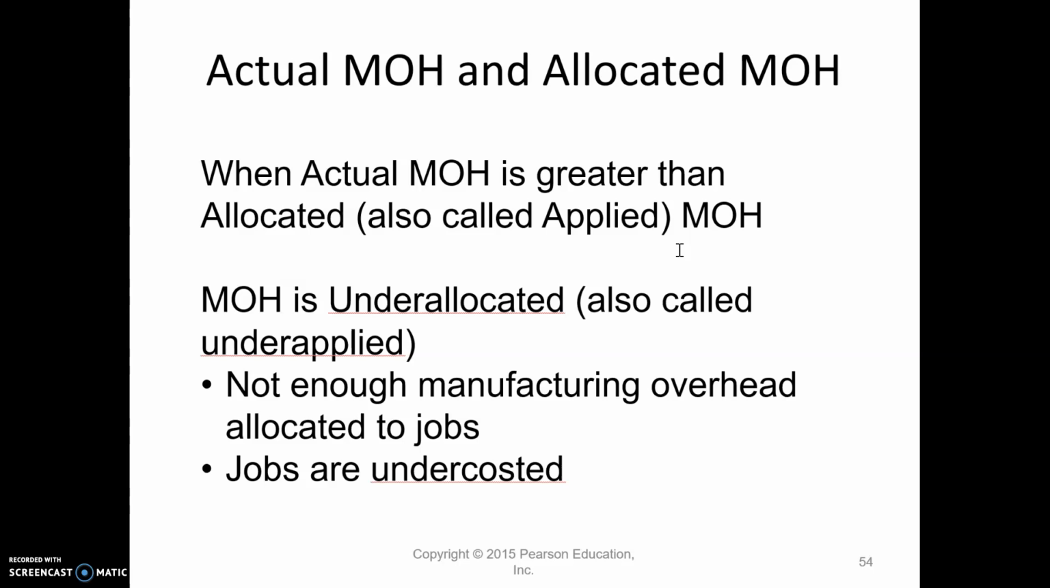So if we get to the end of the period and our actual manufacturing overhead is more than what we allocated, that means we underallocated the manufacturing overhead. That means we didn't put enough overhead on our specific jobs, which means our jobs are undercosted. So that's not good. We thought it cost less than they actually cost. So we probably undercharged our customers, right? Our pricing is going to be based on what we think it cost.